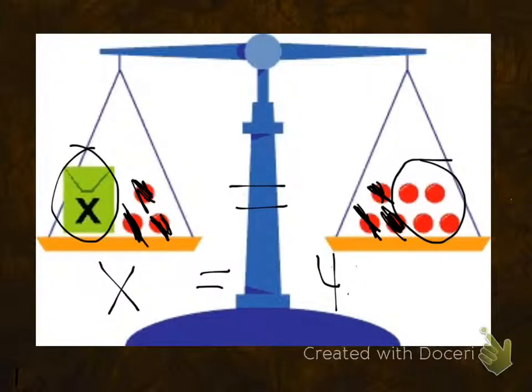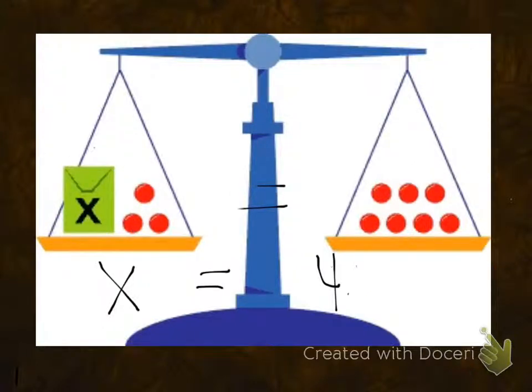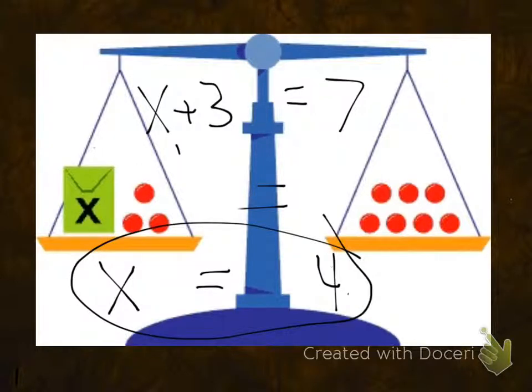If you want to think about what the original equation was, since this is an equation because there's an equal sign, the original equation is x plus 3 equals 7. And we still have the same solution because it's the same equation. X is going to equal 4.